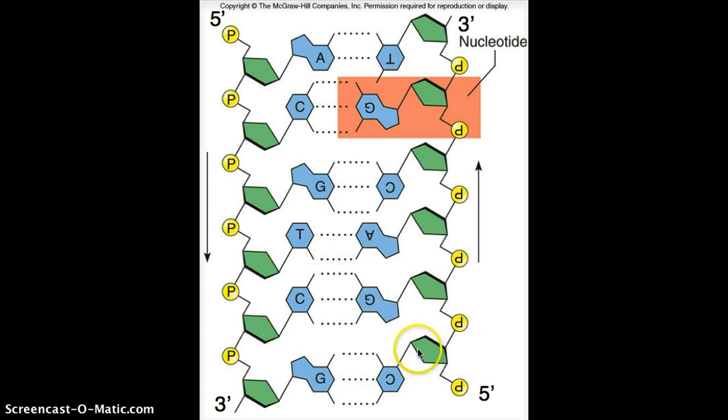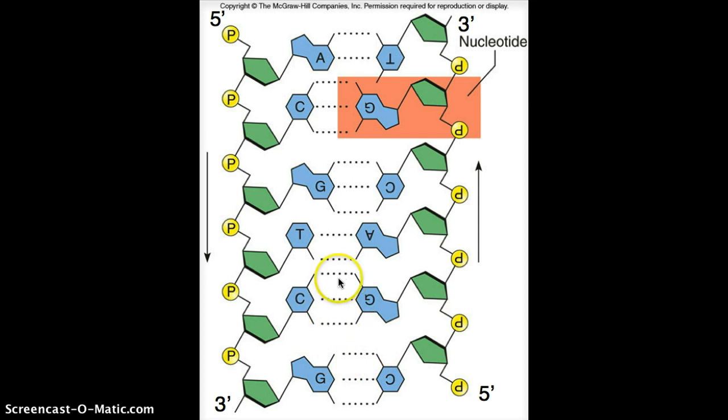And then in the middle, we have the bases. Okay, so you can see that on both strands, the bases are pointing toward the middle and they're paired up, and they are bonded with a type of weak bond called a hydrogen bond. And that's what these little dots here indicate.